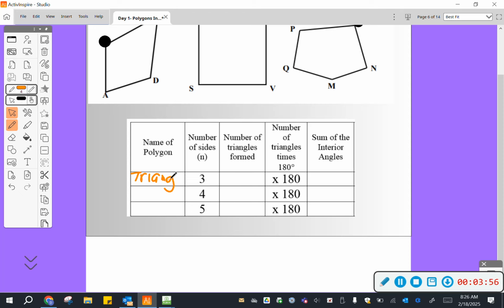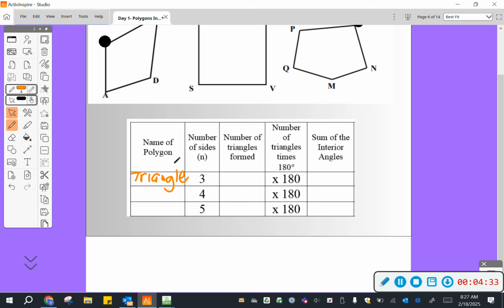Are all shapes with 3 sides called a triangle? Practically, yes they are. Let me tell you that. Are all shapes with 3 sides called a triangle? They're still triangles. They are isosceles and scalene and acute and right, but they're all triangles, y'all.